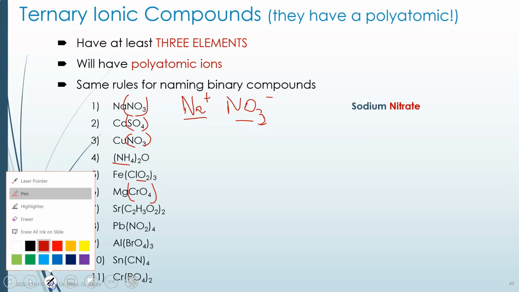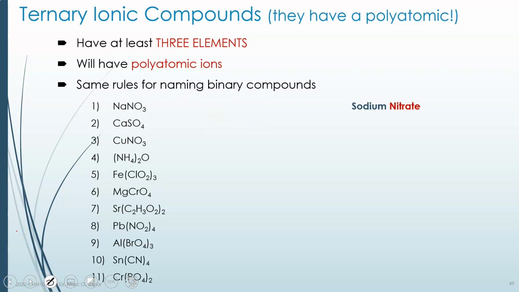Number 2 has a calcium ion. It's always +2, so we don't need to worry about that. And that's a sulfate ion. So it's just calcium sulfate. The next one we know has a copper, and we know it has nitrate.